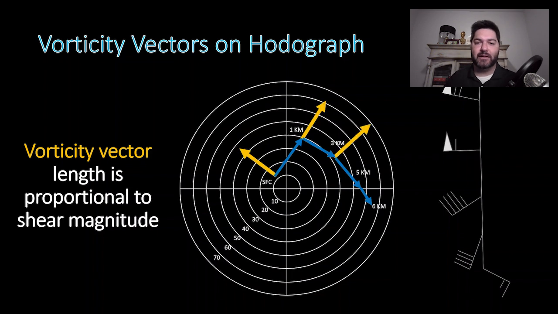You can see that here in this particular demonstration. By the way, if you look from 5 to 6 kilometers, you can see that the length of the shear vector is shorter. So that's why I depicted the arrow to be shorter for the vorticity vector. So you can see the effect of shear magnitude on vorticity.